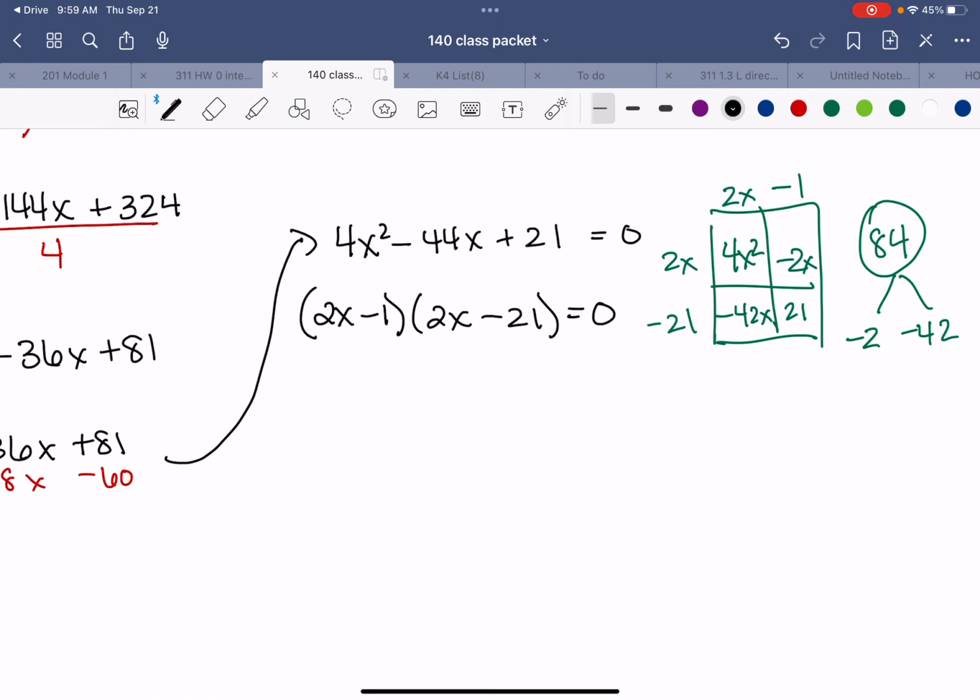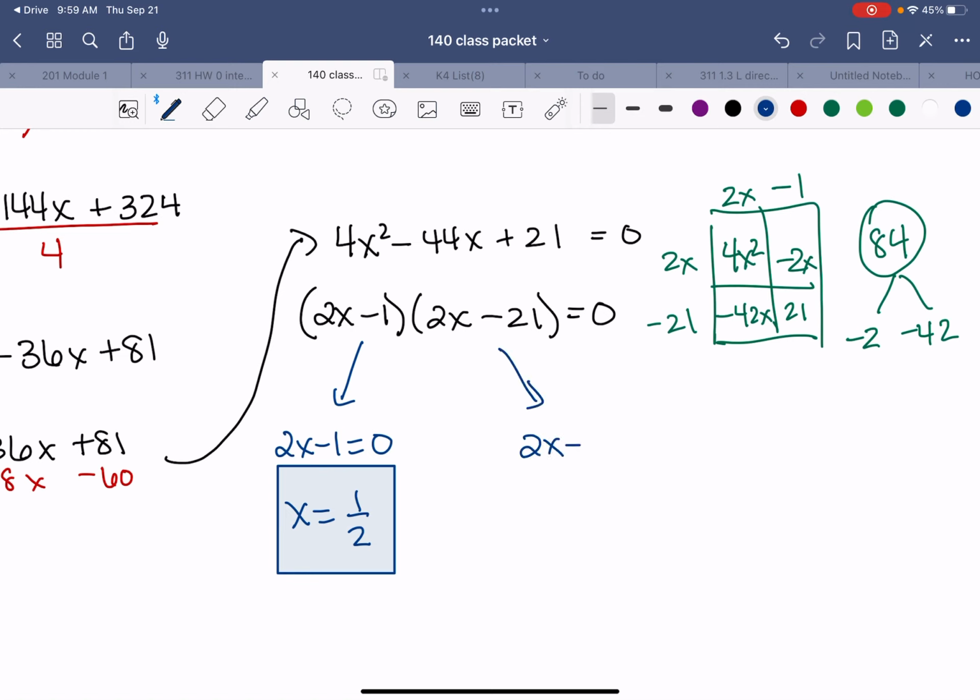Then we can go ahead and split this up. So this one will become 2x minus 1 equals 0. Add 1, divide by 2, and you'll get x equals 1/2. This one, we get 2x minus 21 is equal to 0. Add 21 to both sides, divide by 2, and you get 21 over 2. Okay.